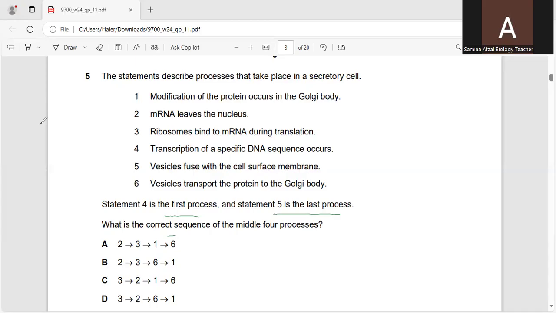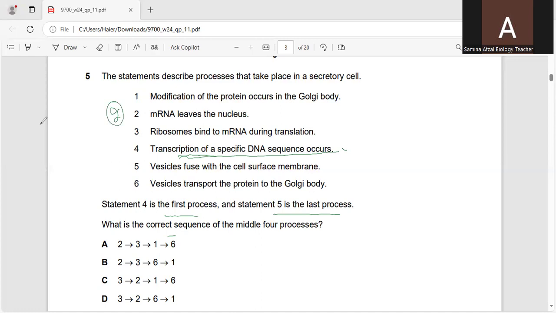So the first statement is transcription of a specific DNA sequence occurs. In the process of transcription, a messenger RNA is copied from one DNA strand, which is called the template strand. So the second statement: messenger RNA leaves the nucleus. When transcription occurs, the messenger RNA leaves the nucleus through the nuclear pore.